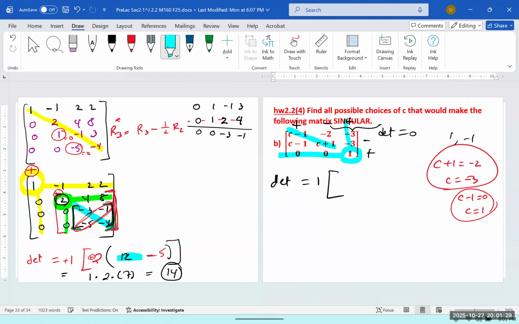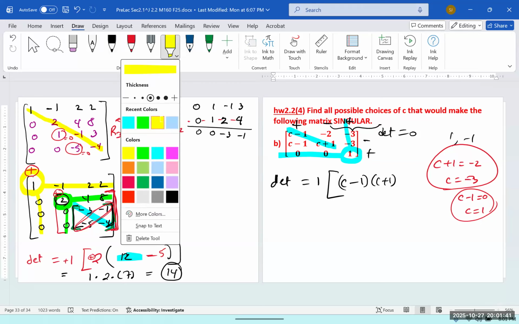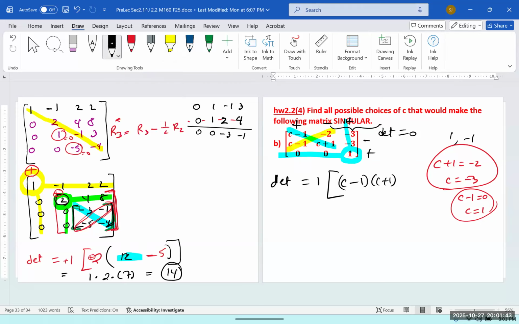The determinant is 2 by 2. Now C, so (C minus 1) times (C plus 1). That's the determinant of the right. And we are subtracting the determinant of the left. Not determinant, sorry, the product. Minus negative 2 times (C minus 1).